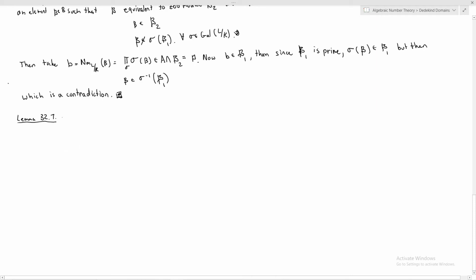So I'm going to let A, B, L, and K be as above. So again, we're going to assume for now that L and K are number fields and A and B are the rings of integers in those guys. A is in K and B is in L, and the extension is of degree M.